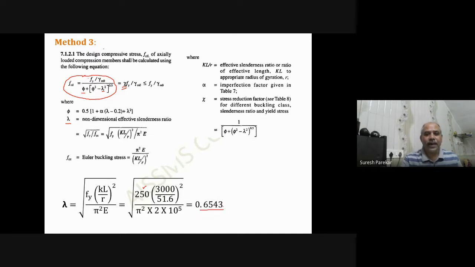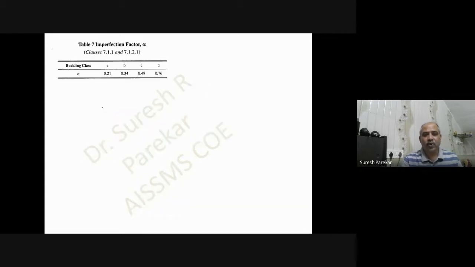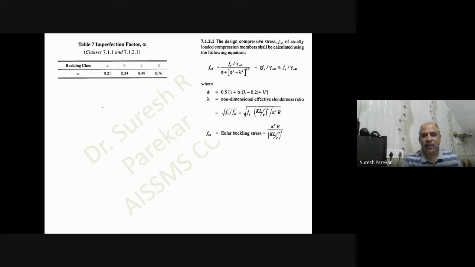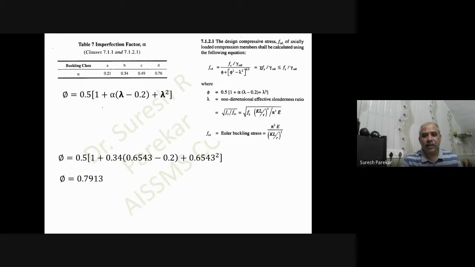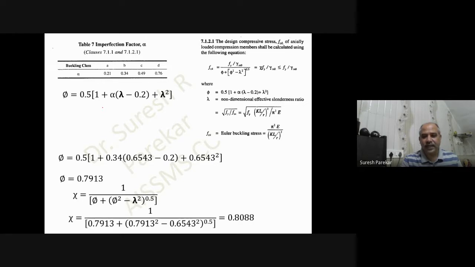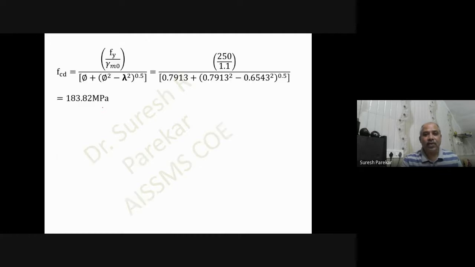Now knowing lambda, we will calculate the value of phi, in which we have the lambda value, and alpha we know. The alpha value we are going to use from table 7, and for buckling class b, we have 0.34. Then we will substitute these values, and we will get the value of phi equal to 0.7913, and then from this we can find the stress reduction factor, which we will get as 0.8088. Or we can go directly for fcd by substituting all the values.